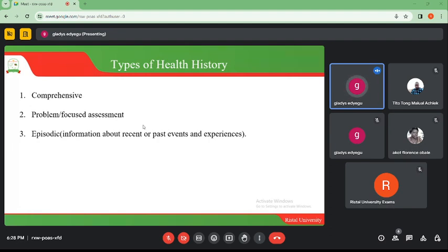Then episodic. Episodic is information about recent or past events and experiences. Episode is an occurrence of an event. So when something happened maybe some years back, you focus on that and ask the patient, what happened? You said at that time you were operated on, what caused it, and where were you operated from, and all that. So you are looking at what happened at that time.